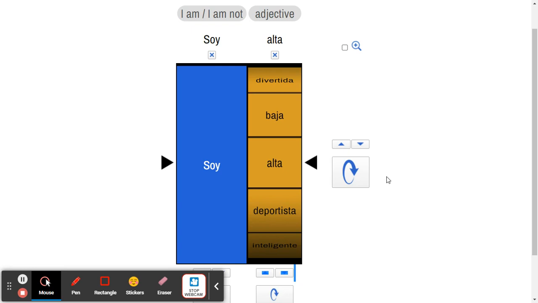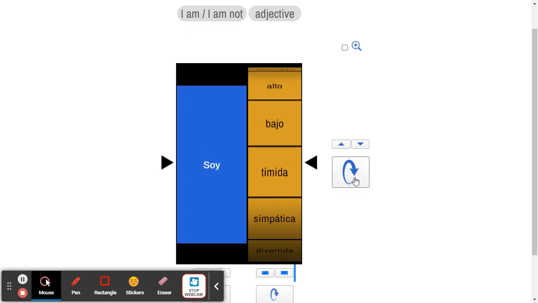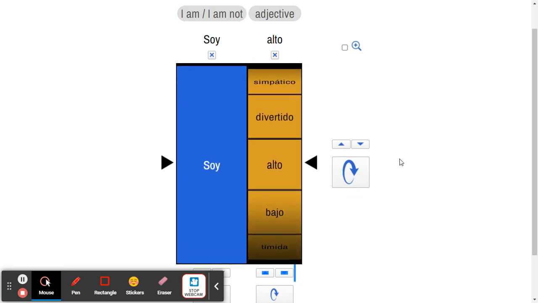That's right. This is a feminine one, isn't it? Because it says alta with an A on the end. Oh, and how about this one? Soy alto. What does that one mean? That's right. That one also means I am tall, doesn't it?